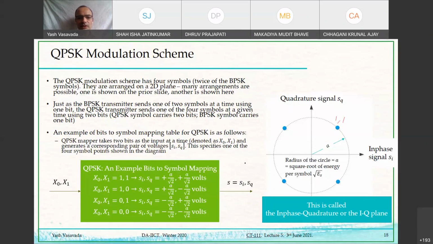Okay, then 1, 0, which symbol are we transmitting? Fourth quadrant. This is 1, 0. And this is 0, 0. This is 0, 1.